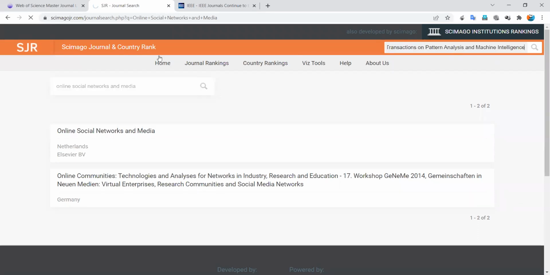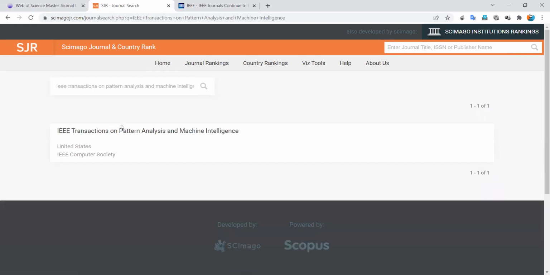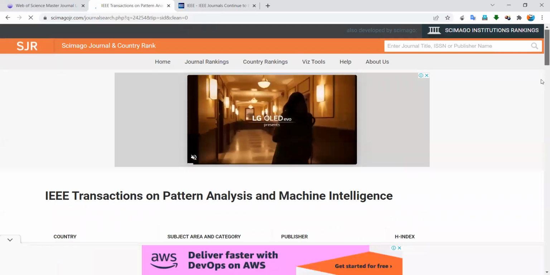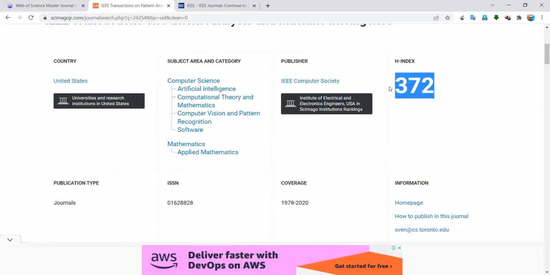So at the SCImago site, we are supposed to search this particular transaction. Here it is, and we can search. You can see the H index is so powerful: 372. Usually an H index more than 100 is very good, but here you can see it is close to 400. Okay, so it is very, very, very good. But again, the acceptance rate becomes very low in very high impact factor or H index journals. And usually if a journal has a very good impact factor as well as a very good H index, then the journal is surely very good. Okay, so you are supposed to consider your research for this particular journal.